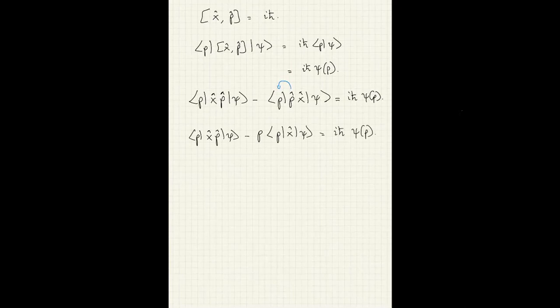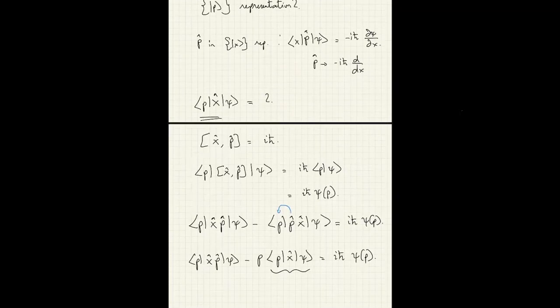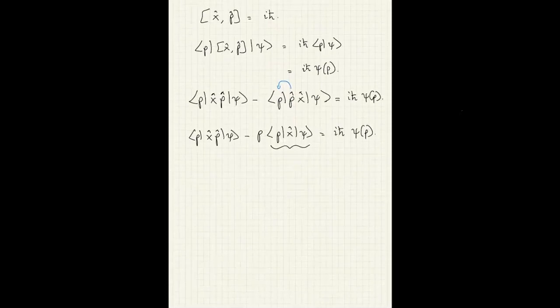But notice that this is precisely what I want, because I am looking for the X operator in the P representation. So I will rearrange this equation and say that p times ⟨p|X|psi⟩ equals ⟨p|XP|psi⟩ minus iħ psi of p. I hope this part was algebraically not too difficult for you to follow.